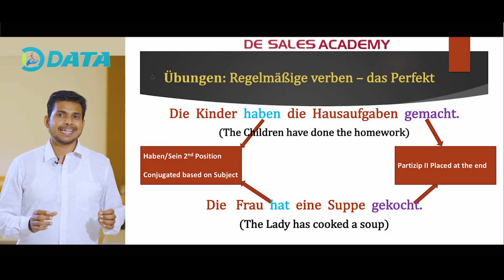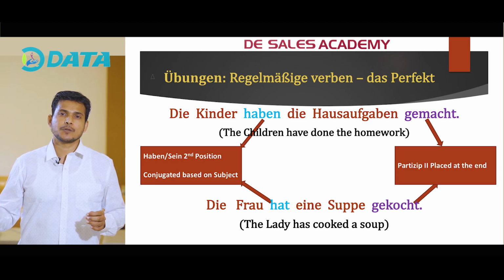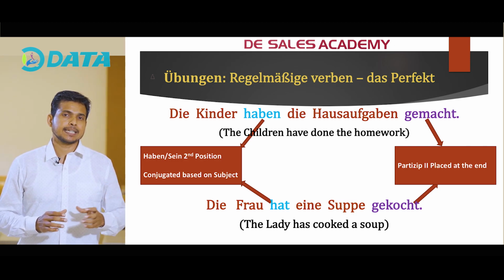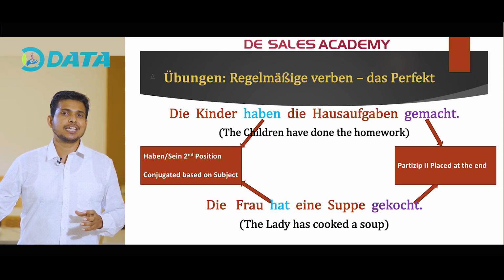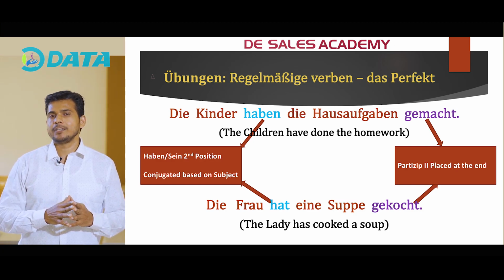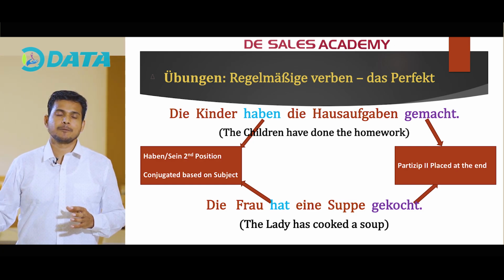Die Frau hat eine Suppe gekocht. That is, we have placed haben in the second position and it is conjugated according to the subject die Frau. Die Frau hat eine Suppe gekocht, and we have used the participle zwei form of kochen.